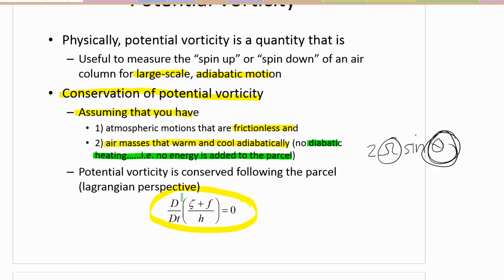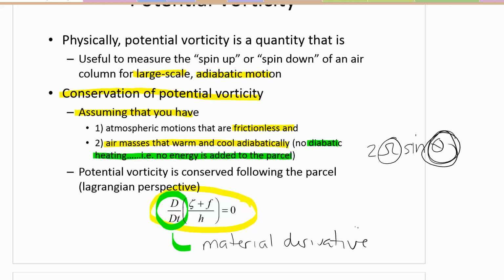So this, you might recall, the big D over little t, is the material derivative. And the material derivative means that we are following the parcel. We stick with that parcel from one side of the mountain to the other. And that parcel, similar to conservation of momentum, has to maintain a certain amount of energy. That's why we call it potential vorticity.